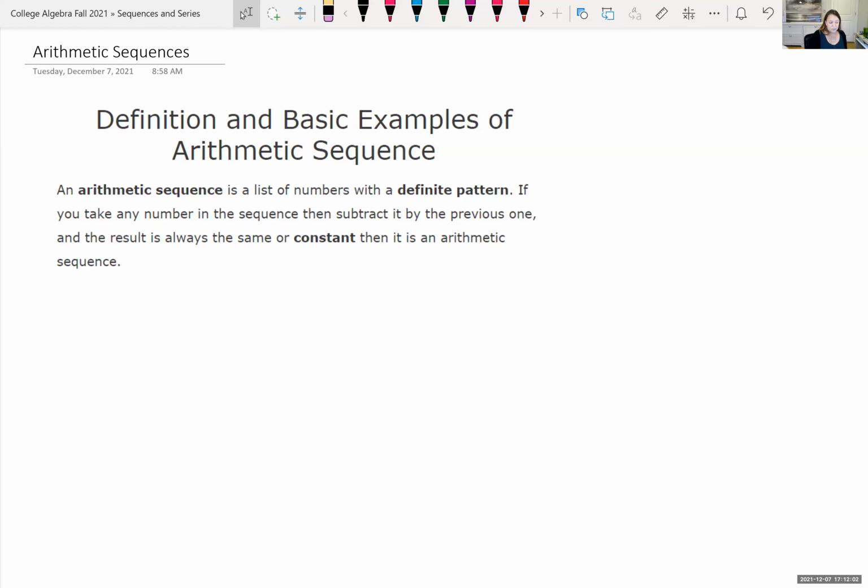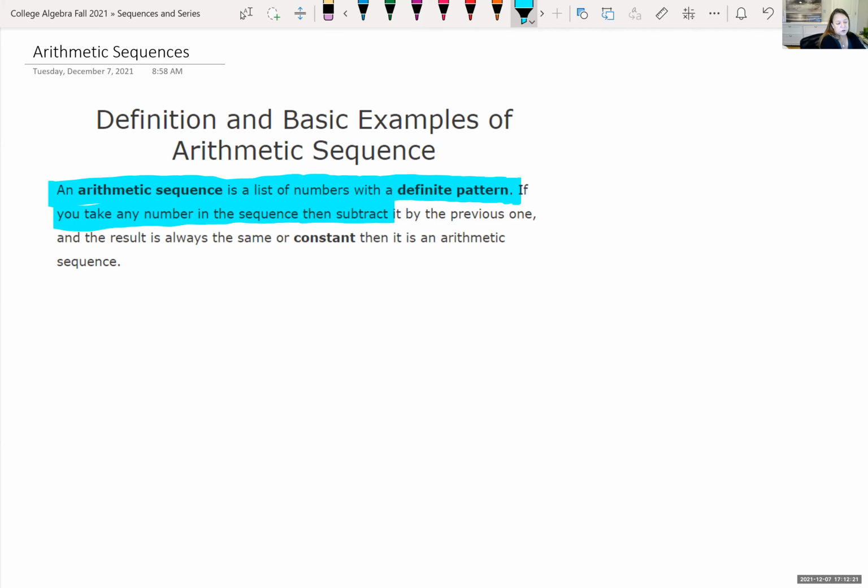We're now going to look at some special sequences and series. The first one is an arithmetic sequence. So let's just read through what this says really quickly. It says that an arithmetic sequence is a list of numbers with a definite pattern. If you take the number in the sequence, then subtract it by the previous one, the result is always the same constant. Then it is an arithmetic sequence.